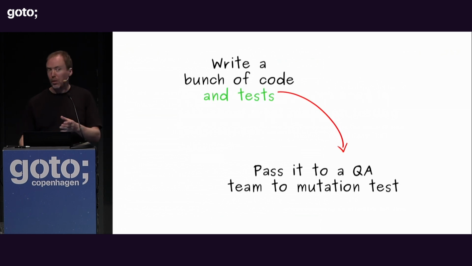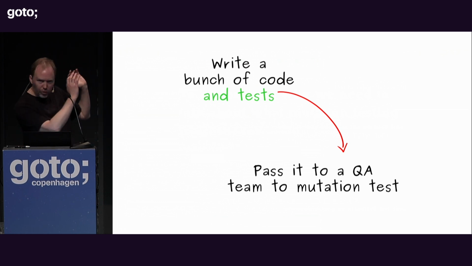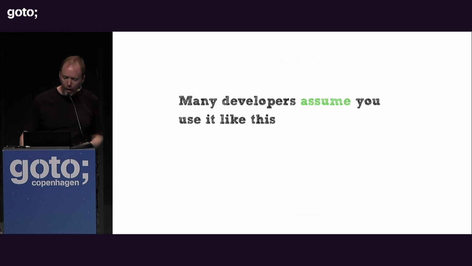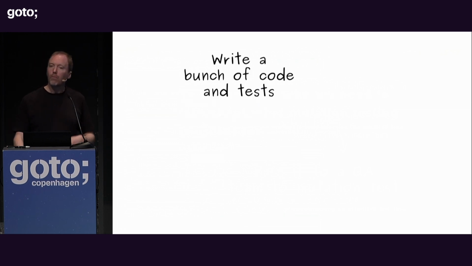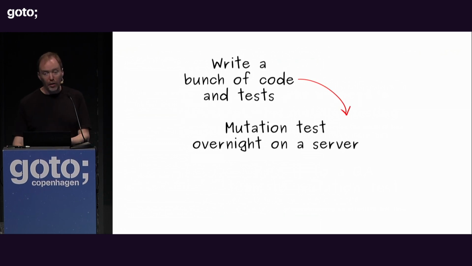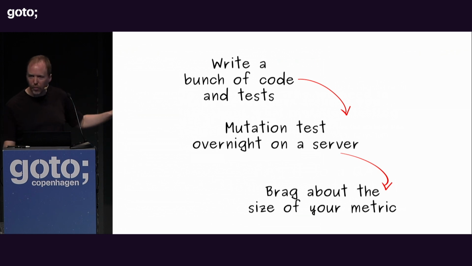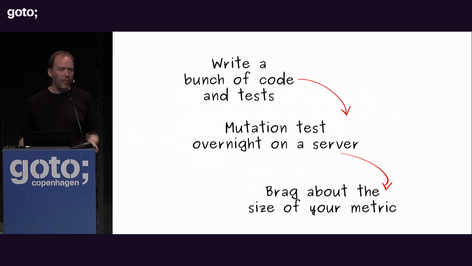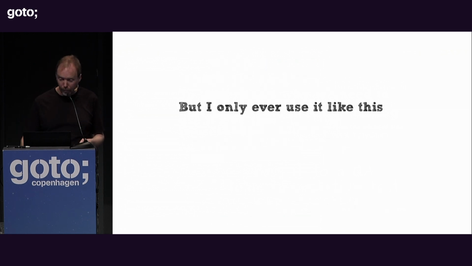Someone would write a bunch of code and possibly tests, depending on the era, and then they'd pass it to a QA team to go mutation test, some number of days, months, years later. So you have basically, all of a sudden, 2 million mutants generated right at the end. And when you talk about it at a conference, most people assume it should be used like this. Write a bunch of code and tests, run overnight on a CI server. It's an expensive process. Of course it's going to go on a CI server. Where else would it be? And then afterwards, brag about the size of your metric or something. The crucial point being that you're not getting feedback until some sort of overnight run's happened, like the day later after you've written the code.